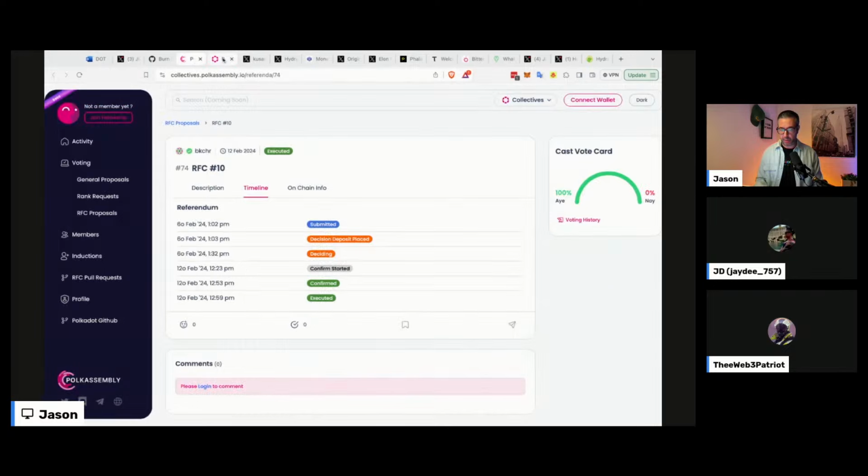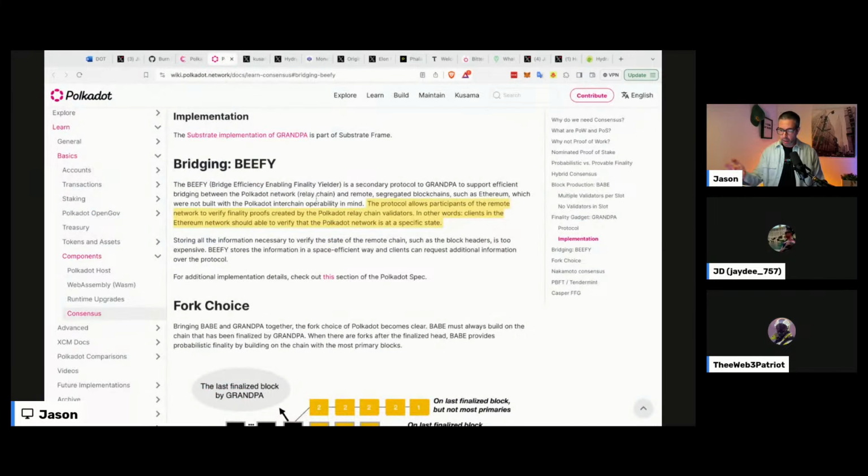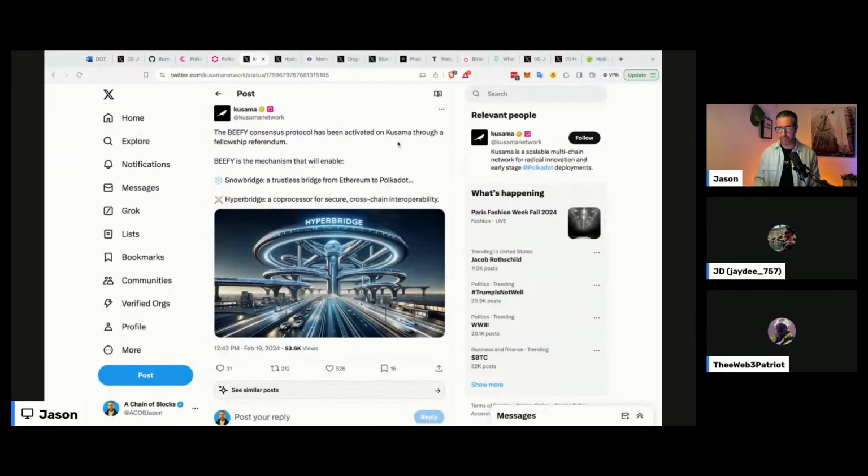But the other thing that I wanted to get your opinion on is Beefy. So the bridge system essentially launched on Kusama. I think it was last week. Kusama put this out: Beefy Consensus Protocol has just been activated, passed last week.